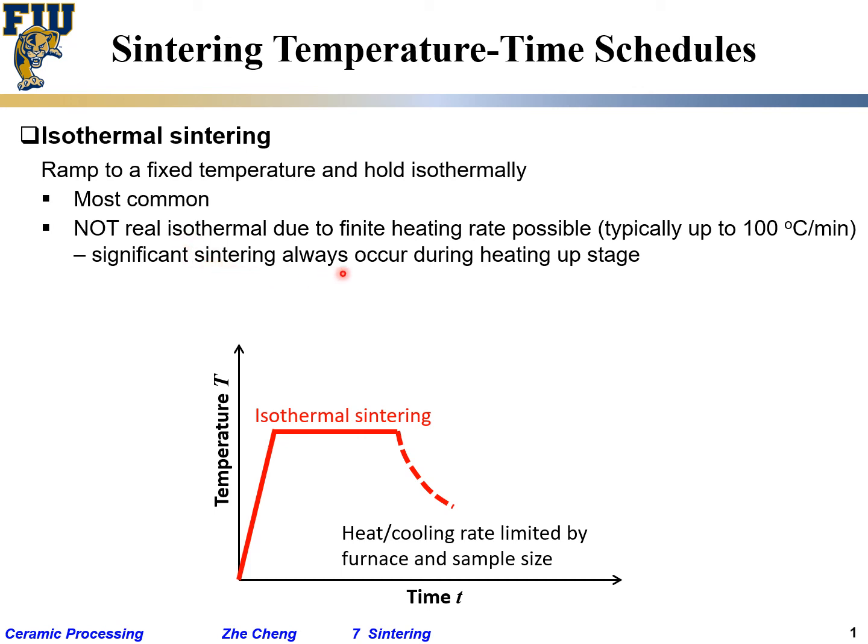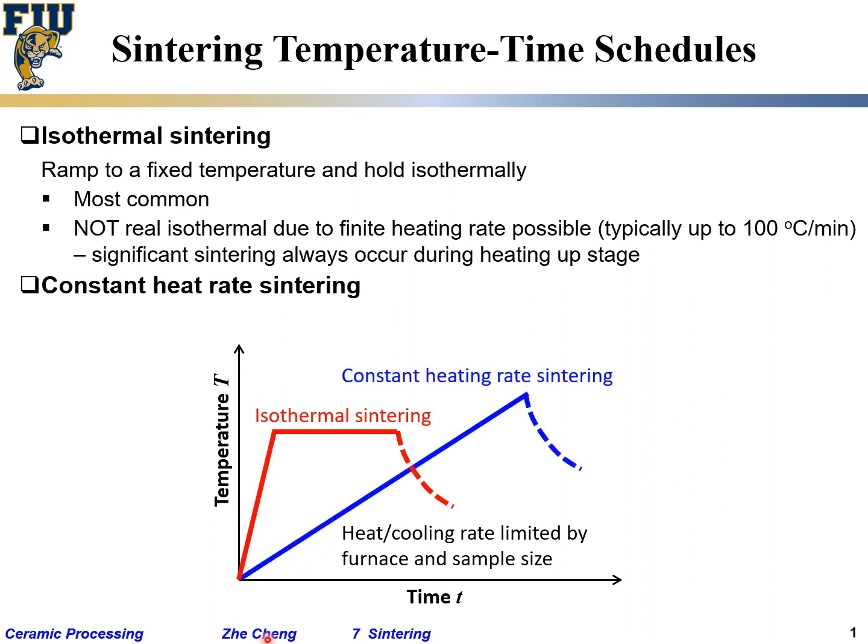Significant sintering always occurs during heating up, and actually may also, if you haven't finished it, occur during the initial stage of the cooling. Make sense? You can imagine the sintering happens here, but also when you're getting close to that, you're also sintering some here. Okay. The other type of so-called temperature-time schedule is called constant heating rate sintering.